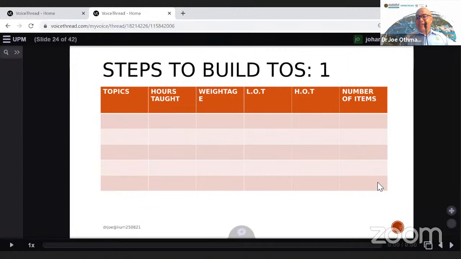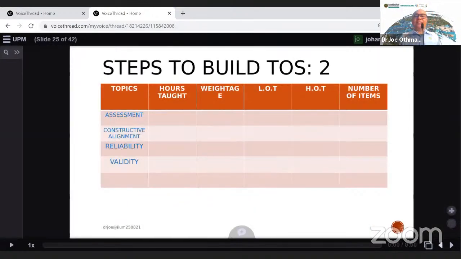Kemahiran berfikir aras tinggi kan. Okay. And then finally, number of items. Let's say, using my same example, which is this topic, I put the 4 topics that I covered today, not including TOS. So assessment, 1 topic, constructive alignment, 1 topic, reliability, 1 topic, validity, 1 topic.